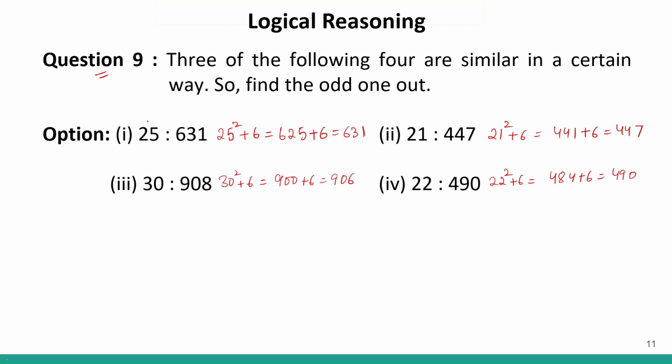So the logic, if this is A and this is B, if I add A square and 6 together, I am getting B. This is the logic. This logic is correct for option number 1, 2 and 4. But this is not correct for option number 3 because these are different. Therefore, our answer will be option number 3. Clear?